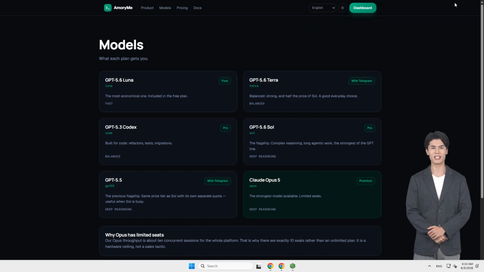Luna is the most economical model. Terra is balanced and a good everyday choice. Sol is the flagship for complex reasoning. Code focuses on coding, and Opus is the strongest model.